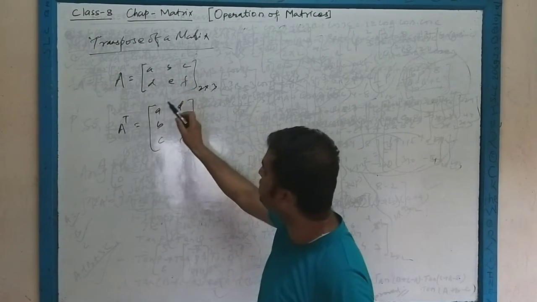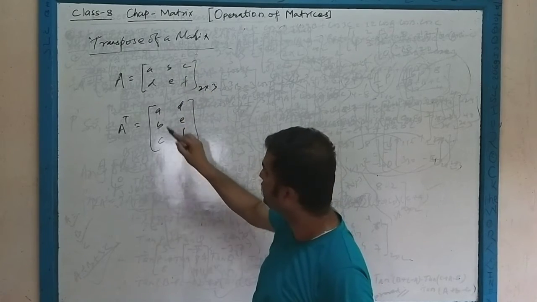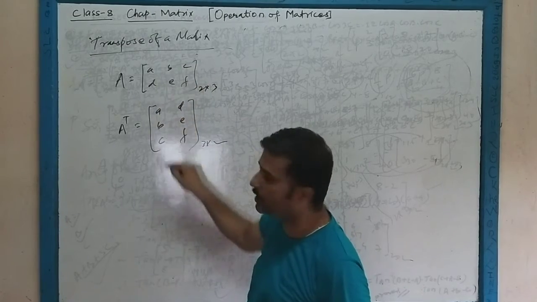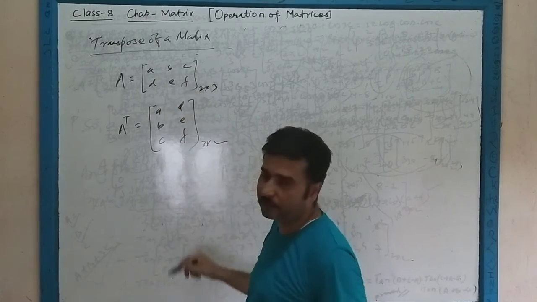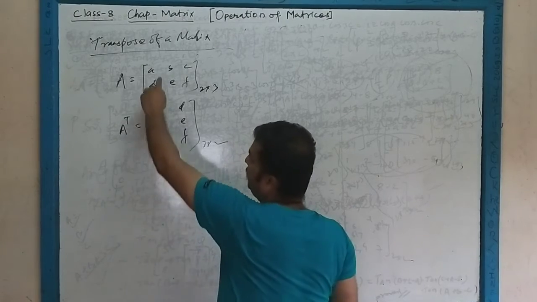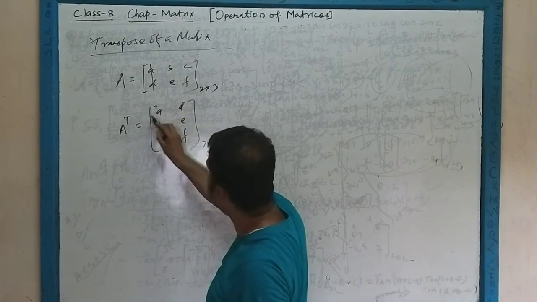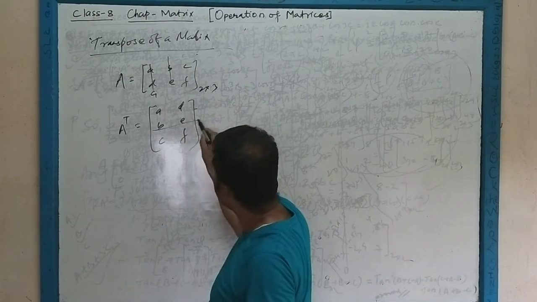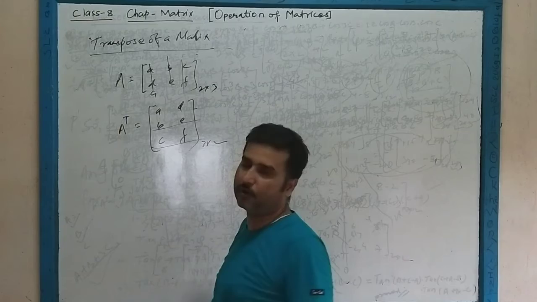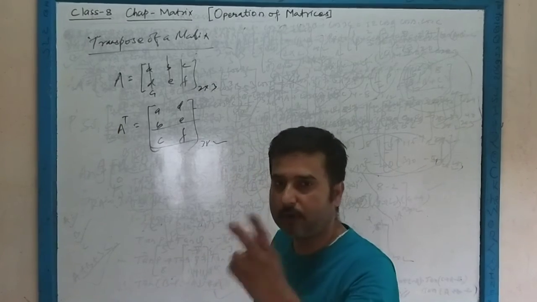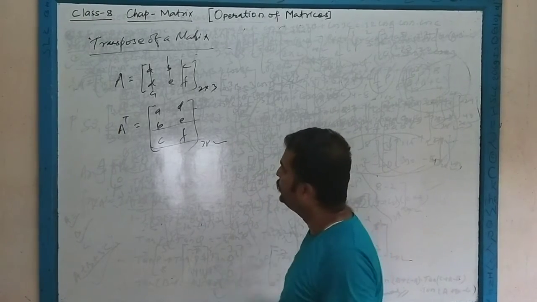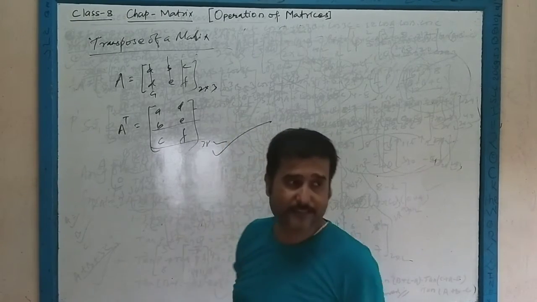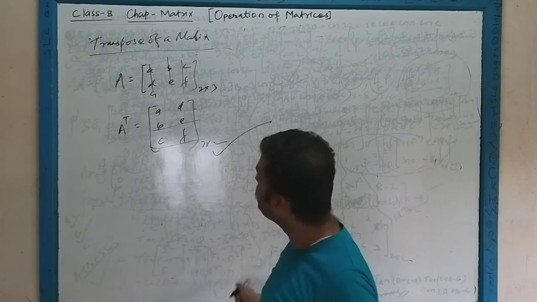It has 2 rows and 3 columns. Now it will have 3 rows and 2 columns. First row becomes first column, or second row becomes second column. You can change columns to rows also. Like first column becomes first row, second column becomes second row, or third column becomes third row. Either you change rows into columns or columns into rows. So this is the value of A transpose. A has order 2 by 3, so A transpose has order 3 by 2.